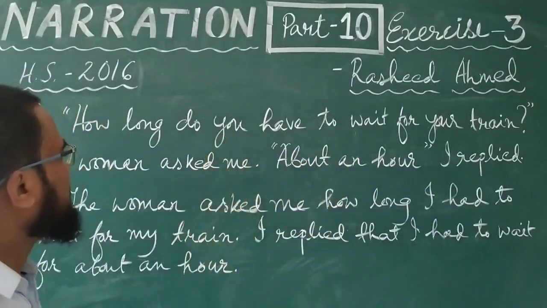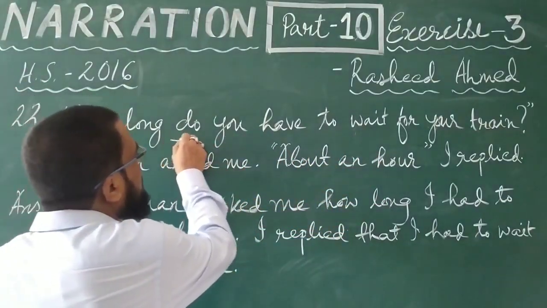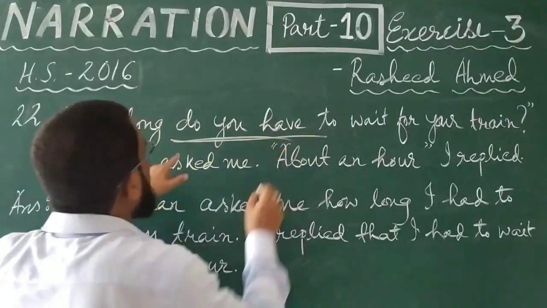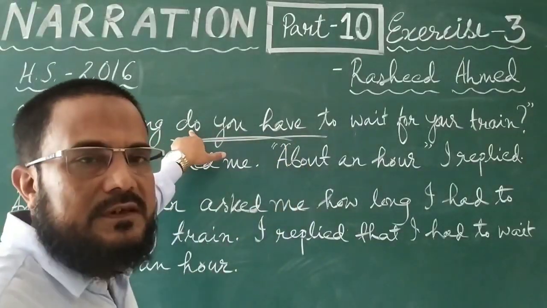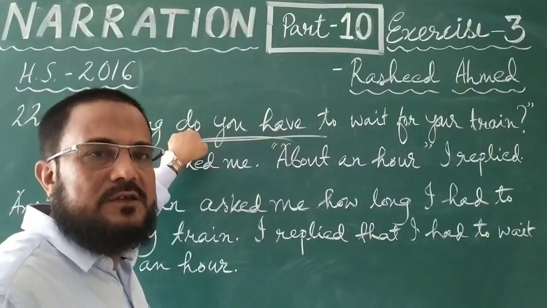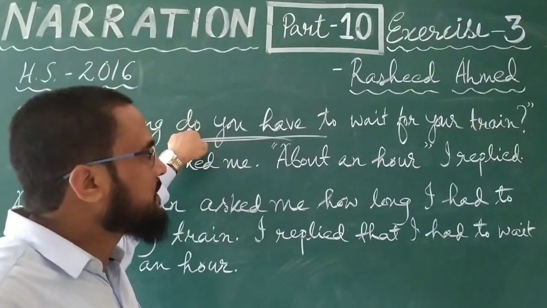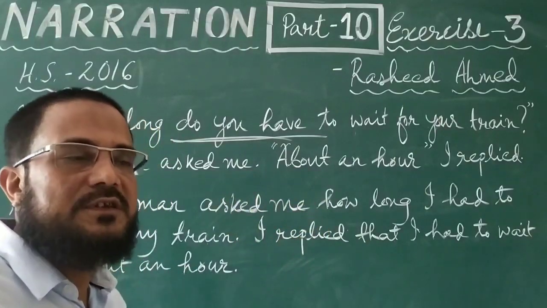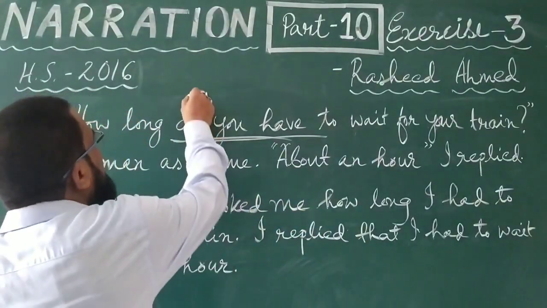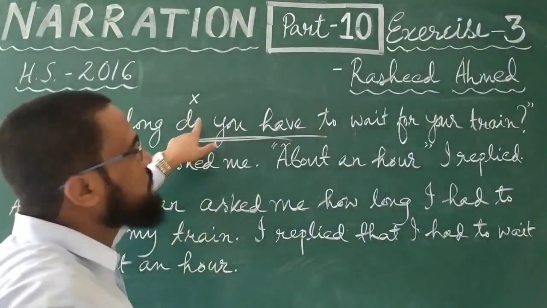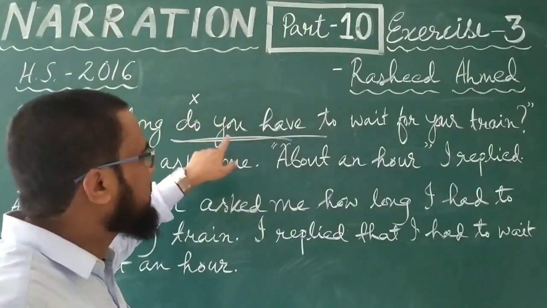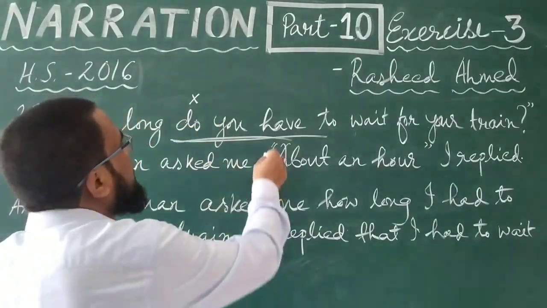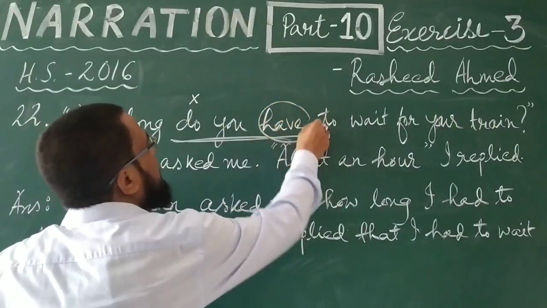This is easy. But the next part, how long do you have to wait? "Do" is there as an auxiliary. This means here the question is in simple present tense. And this means that in indirect narration we will change it into simple past tense. And when we change it into simple past tense, this "do" will be removed, because "do" was used just to make it interrogative. We will use the past form of the main verb. This "have" here is the main verb.